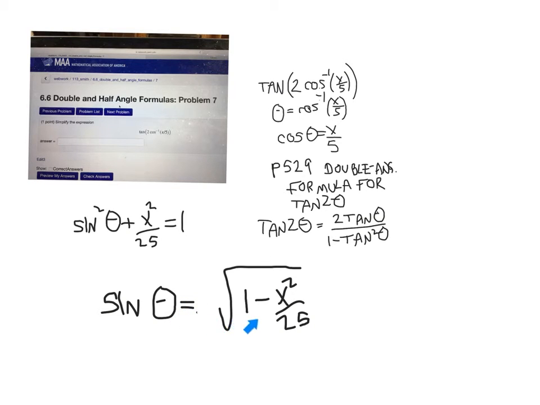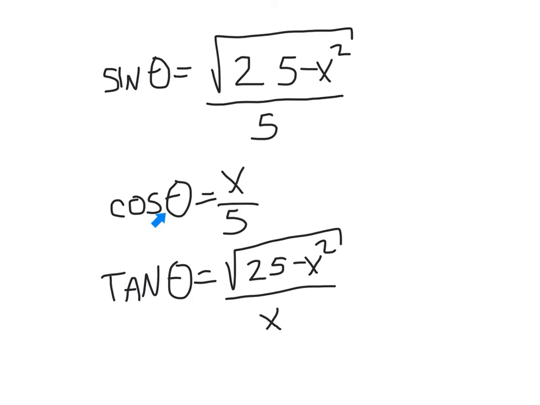Now I'm going to simplify this by making a common denominator, 25 over 25. So I would have had 25 minus x squared all over 25 under the square root, but then the square root of 25 is 5, so 5 is down here, not under the square root. So from our substitution theta equals arc cosine x over 5, cosine theta equals x over 5. Then we use the Pythagorean identity to get sine of theta.